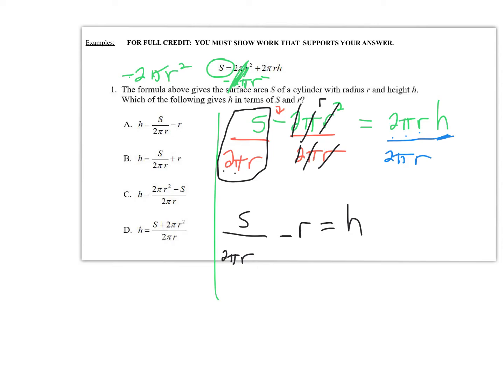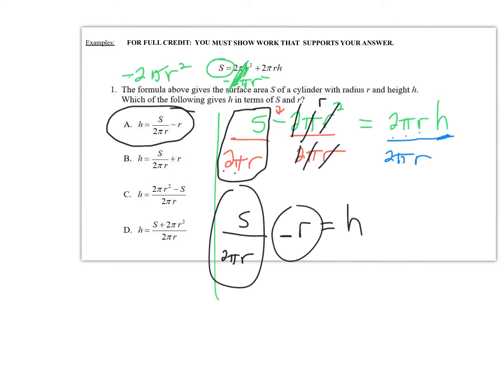So looking at my answer set, if we look at option A, that is our answer. Okay, s divided by 2 pi r, that's this guy right here, minus r. All right, so let's look at the next one.